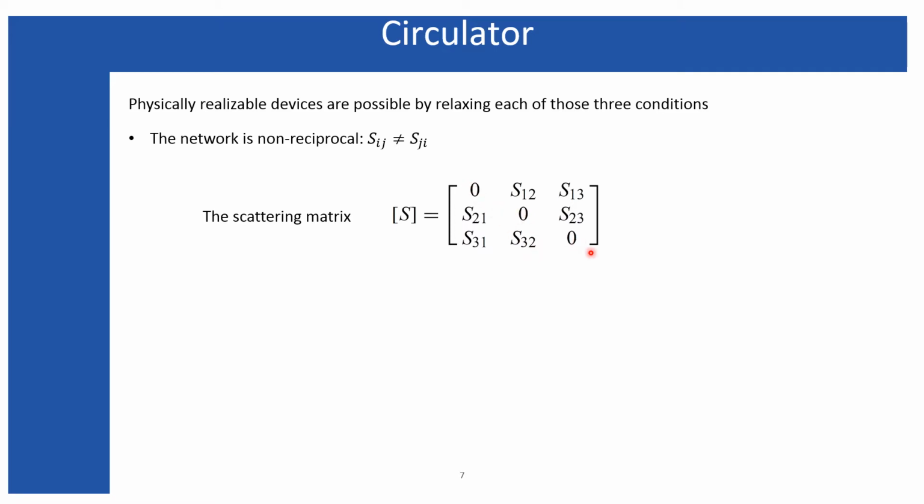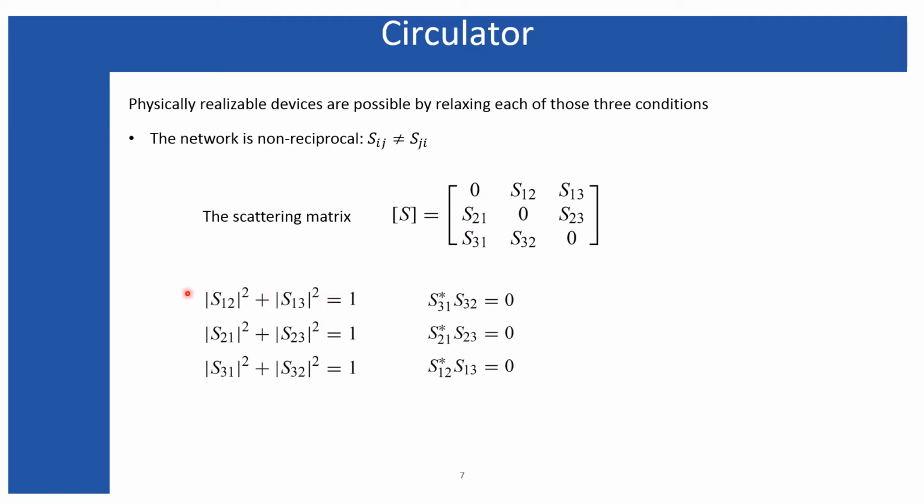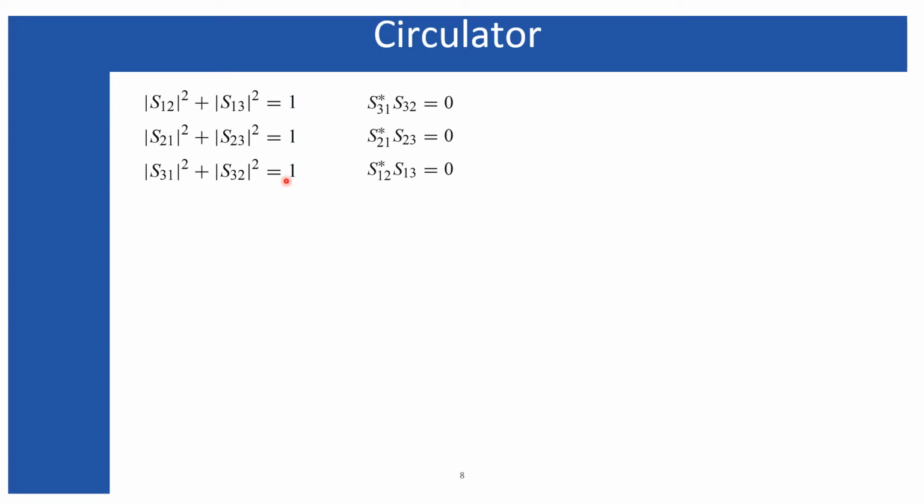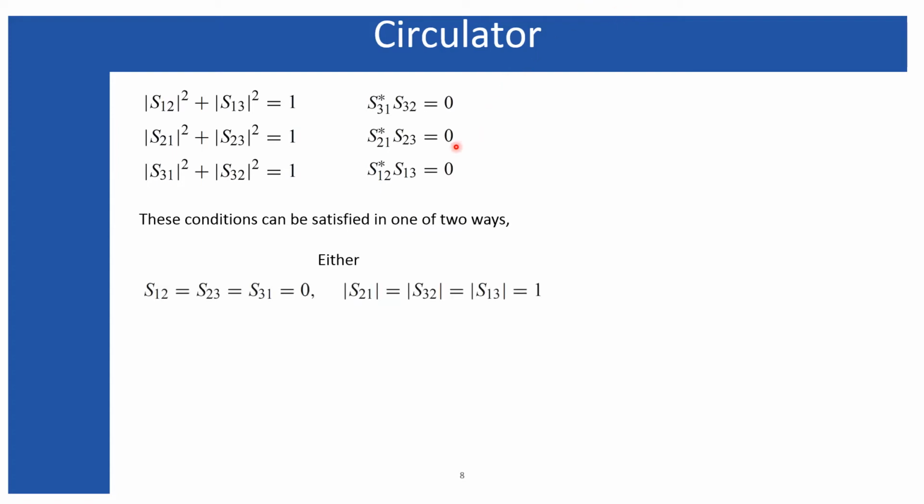But their principal diagonal elements will be 0 because of the matched load, so there will be no reflections, and the network is also lossless. So since the network is lossless, these conditions hold. Here also this condition should hold. So these 6 conditions can be satisfied in 2 ways. First, you can consider that S12, S23 and S31 are 0 in order to meet these conditions, so that these 3 equations are 0.